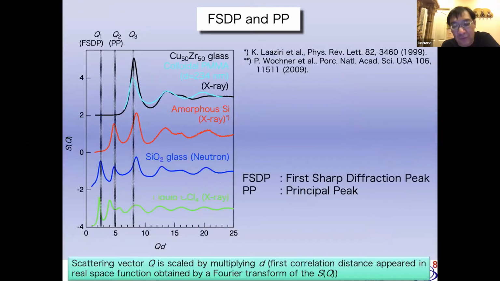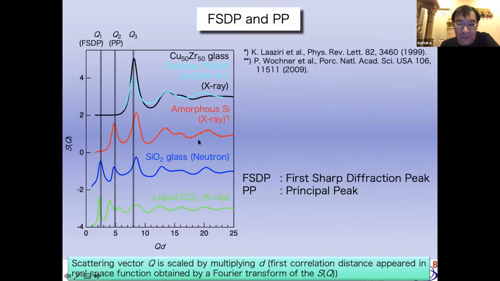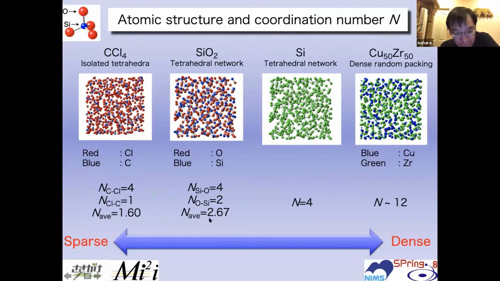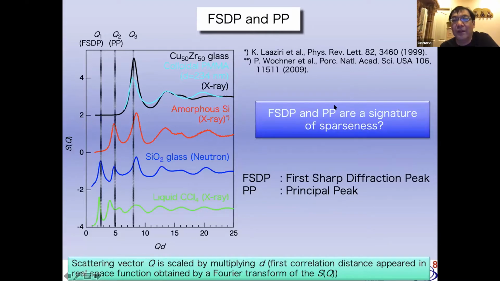So let's get back to structure factor again. From this comparison, this atomic configuration and the coordination number and diffraction data, we can reasonably suggest that FSDP and principal peak, they are signature of sparseness. So if structure is dense packed, we cannot observe FSDP nor principal peak. So this is very important comparison.